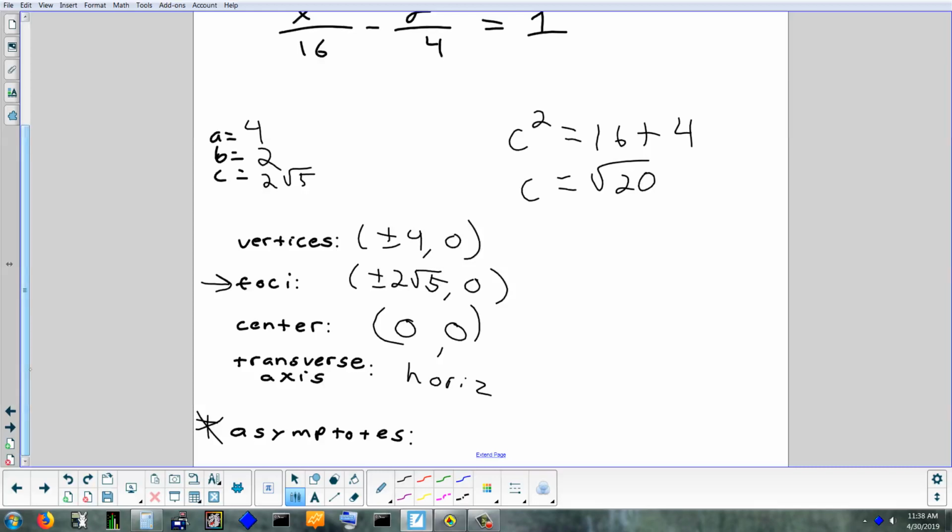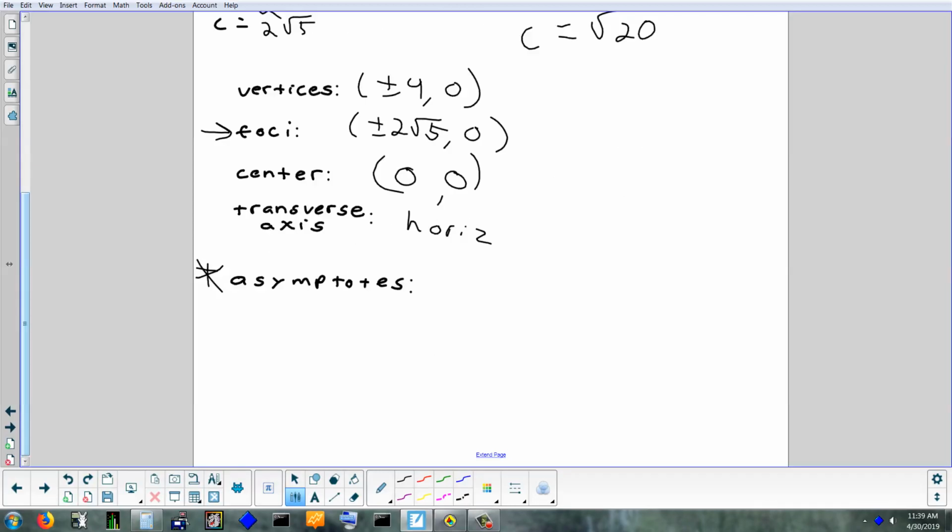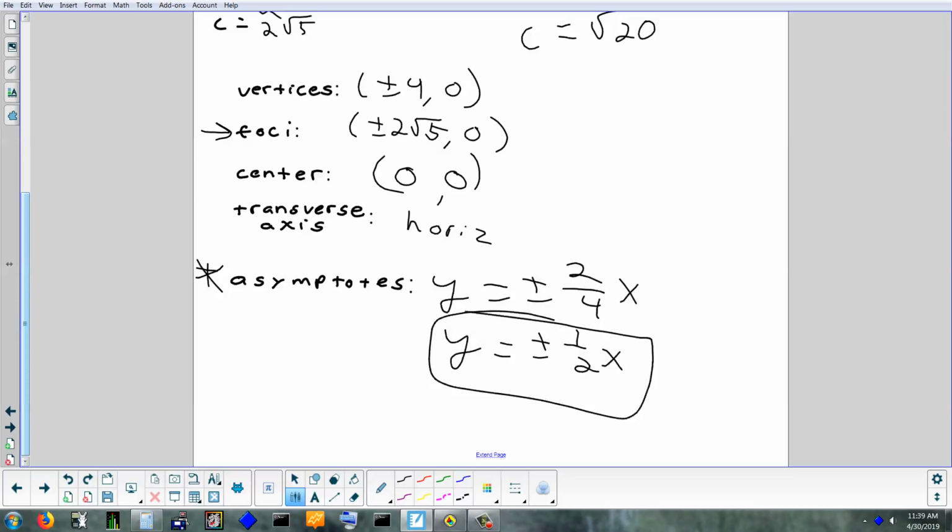And my asymptotes. You just got to remember when the transverse axis is horizontal, my slope is what? B over A. 2 over 4. And if you can reduce that, we should reduce it. So 2 over 4 reduces down to positive or negative 1/2. If we had to graph it, that would be an easier one to graph because the rise and the run are nice numbers, not square root of 5 or something like that.